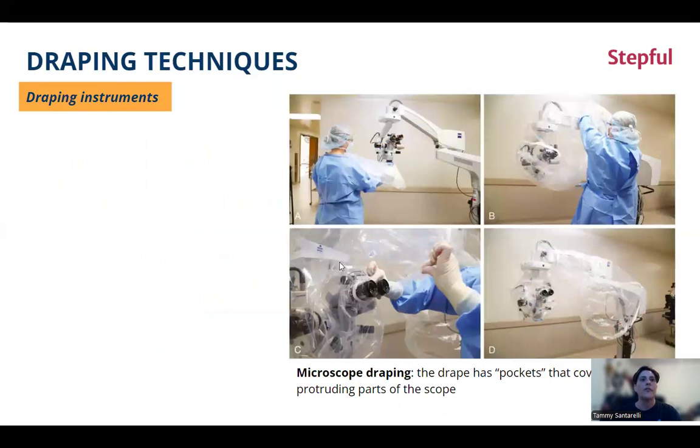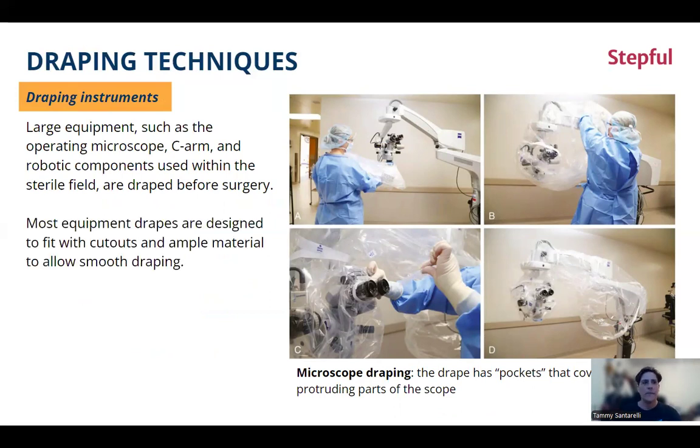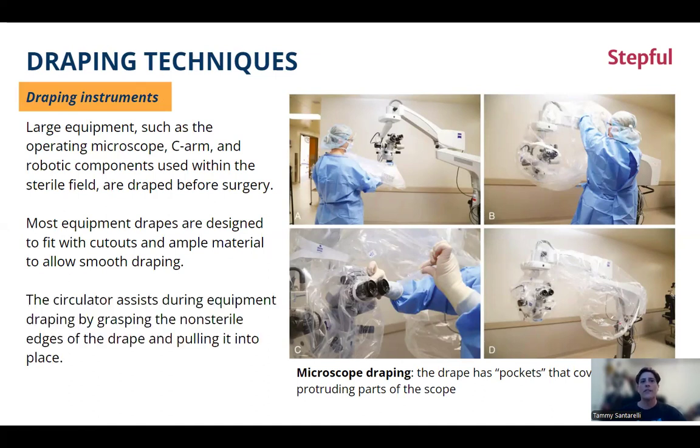Here we go. Draping a microscope. These things are a little hard to do sometimes. Large equipment such as the operating microscope, C-arm, and robotic components used within the sterile field are draped before surgery, right? You don't want to have the patient on the table under anesthesia, the surgeon ready to use this equipment, and it's not draped. Most equipment drapes are designed to fit with cutouts and ample material to allow smooth draping. The circulator assists during the equipment draping by grasping the non-sterile edges of the drape and pulling it into place.